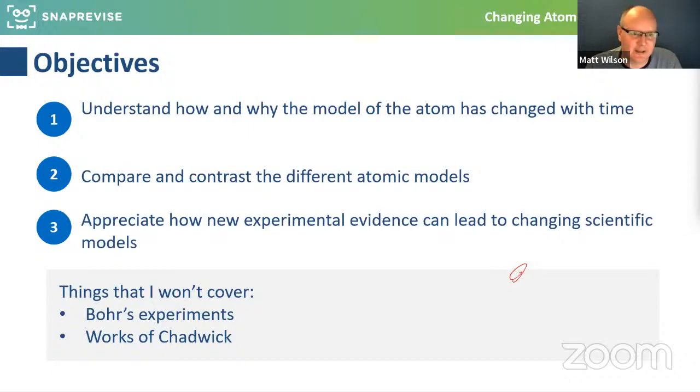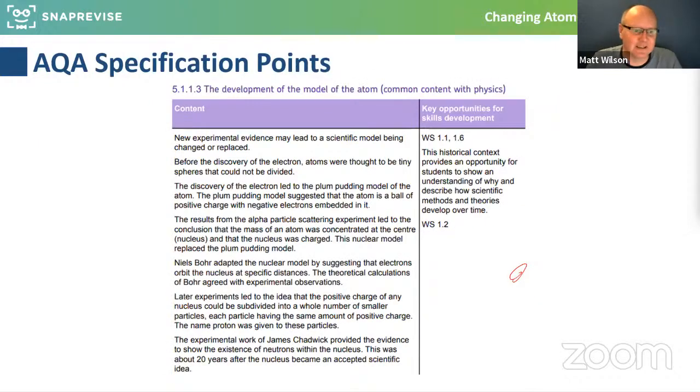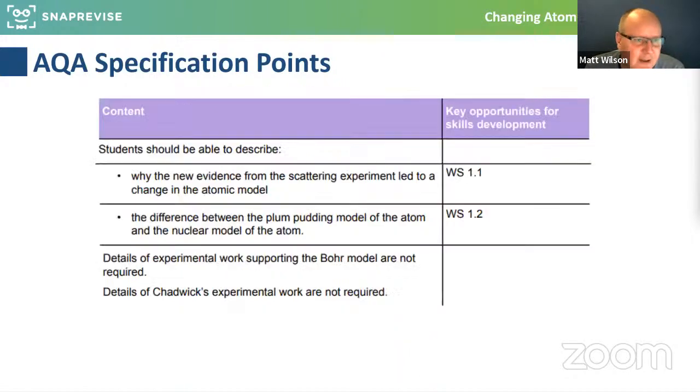And we'll have a look now quickly at the specifications. As always, the AQA specification seems to be the most comprehensive. So looking at how new experimental evidence can lead to a scientific model being changed or replaced, it mentions the Plum Pudding model, and mentions the results of the alpha particle scattering experiment, which we'll talk about. And then it goes on to talk a little bit about how Niels Bohr adapted the nuclear model to suggest that electrons orbited the nucleus, which got rid of the problem whereby electrons would be thought to just spiral in and join the nucleus. So we'll come on to that in a little while.